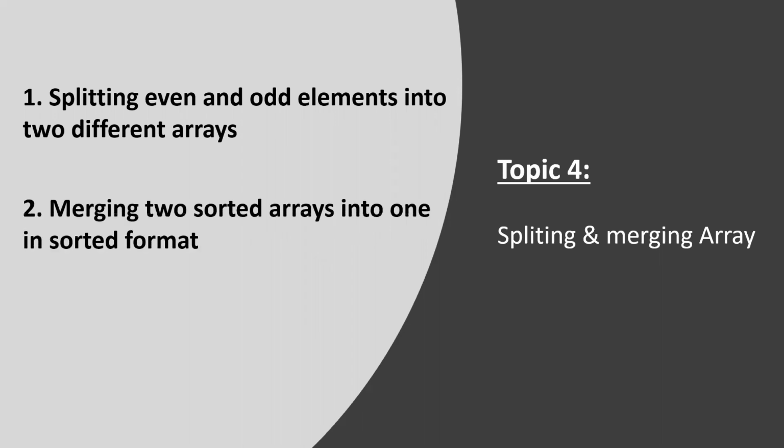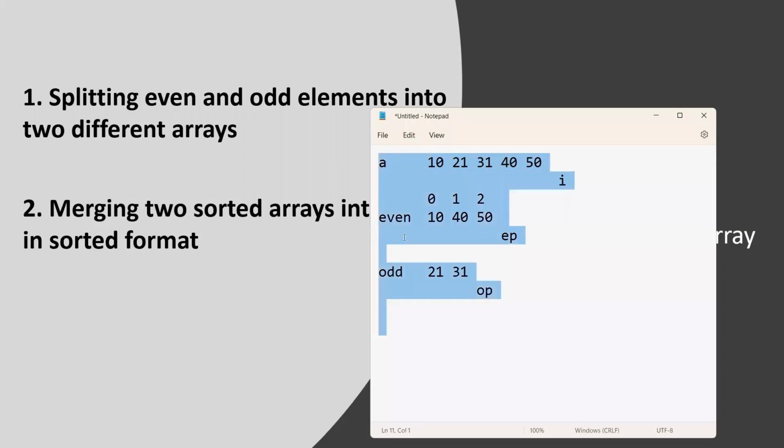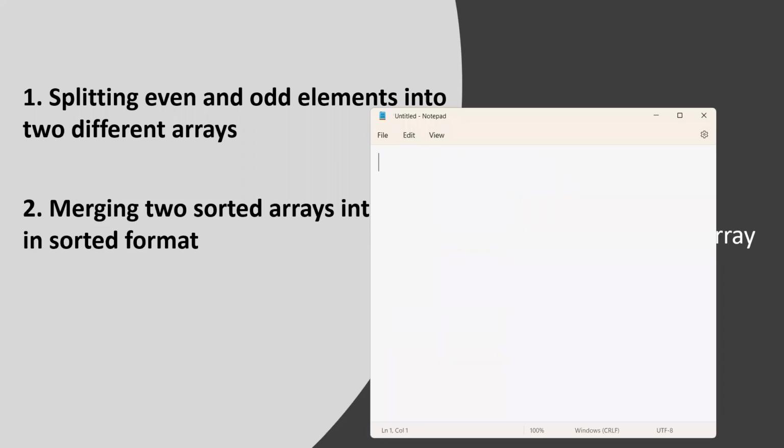So the second program and the last program for the day is merging two sorted arrays into one sorted array. What do you mean by sorted array? Obviously here, the user is going to input the sorted array itself. We do not need to do anything. But what is meant by sorted? Sorted means it will always be in ascending order.